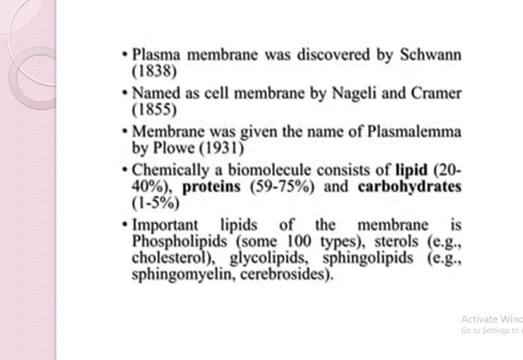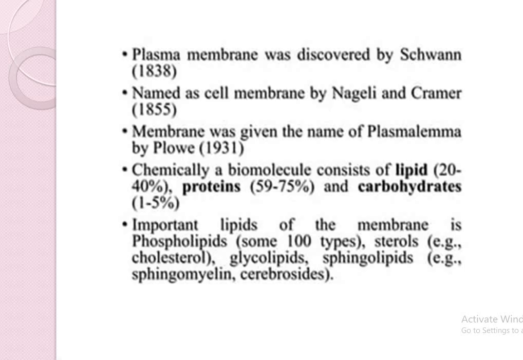The name plasma membrane was discovered by Schwann in the year 1838. The name cell membrane was coined by Nägeli and Cramer in the year 1855. The name plasmalemma was coined by Blum in the year 1931.